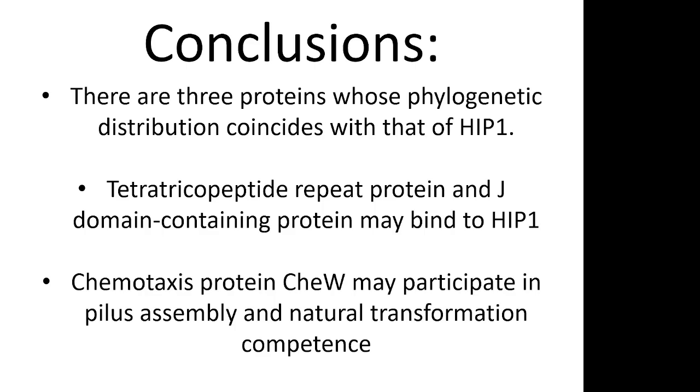As conclusions: there are three proteins whose phylogenetic distribution coincides with that of HIP1 and other iterated palindromes. Those are the tetratricopeptide repeat protein, J, and the J domain-containing protein, which may link to HIP1. The chemotaxis protein GW may participate in pilus assembly and natural transformation competence, but further in vitro experiments are required. And I'm trying to find some experimental colleagues in order to do the experiments in the lab, to see if these observations hold.